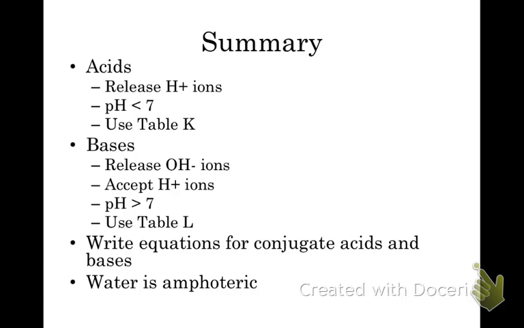So to summarize, acids release H+ ions or H3O+ ions. Again, we'll use those interchangeably. The pH is less than 7. We'll use Table K to identify them. And bases release OH- or accept H+ ions. Both definitions are acceptable. And the pH is greater than 7. We'll use Table L to identify them. Make sure you know how to write out conjugate acid-base pairs. And we know that water is amphoteric because it can both donate and accept protons.